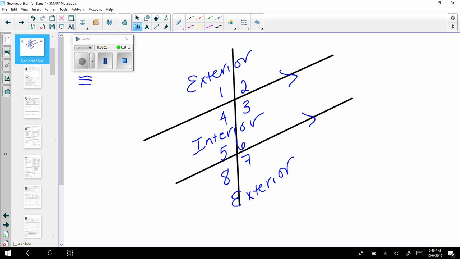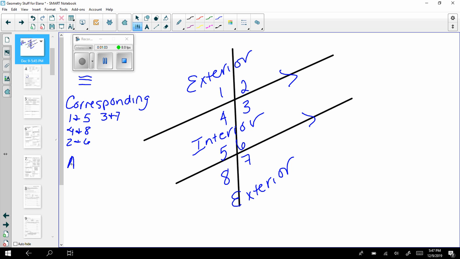First of all, we have corresponding angles. Corresponding angles are on the same side of the transversal, and one's interior and one's exterior. So pairs like that would be 1 and 5, 4 and 8, 2 and 6, and 3 and 7. Remember, those are going to be congruent.